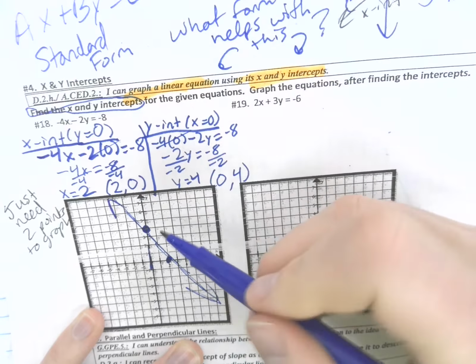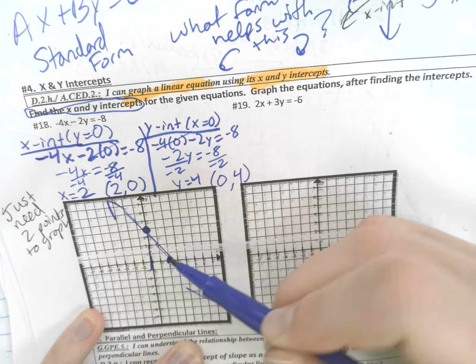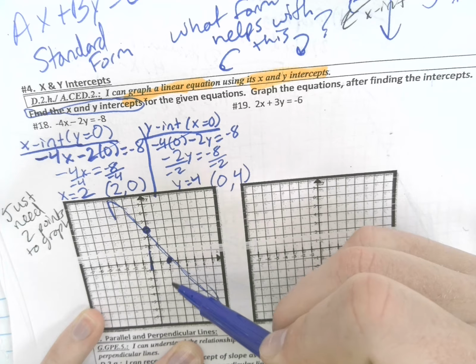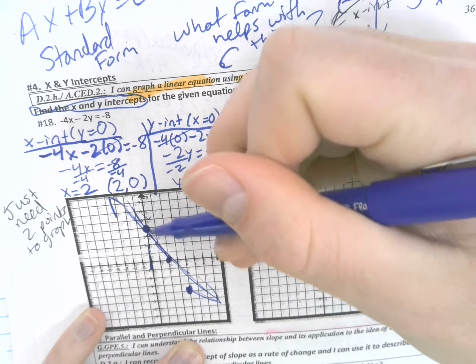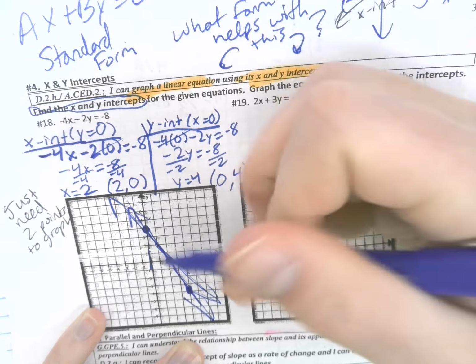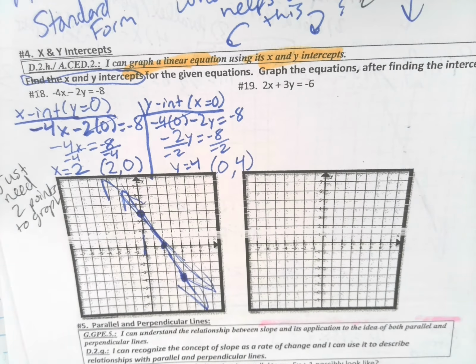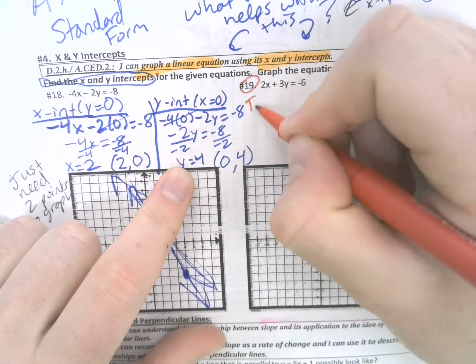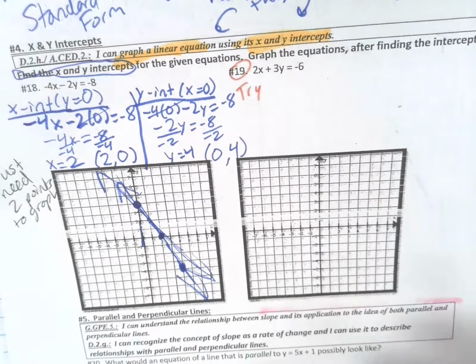Now, if you wanted to, you could say, wait a minute, that is down 1, 2, 3, 4 over 1, 2. And then you could go down 1, 2, 3, 4 over 1, 2. You could 100% give yourself a little bit of a straighter line there if you wanted to, but you don't have to. I'm going to let you guys try number 19, please, and we will check it here shortly.